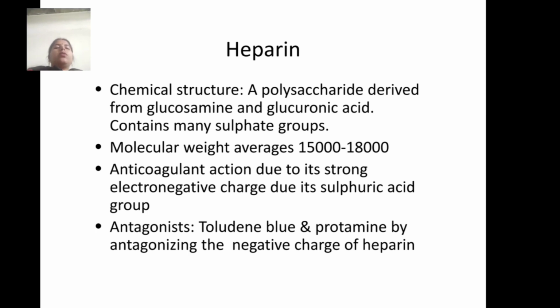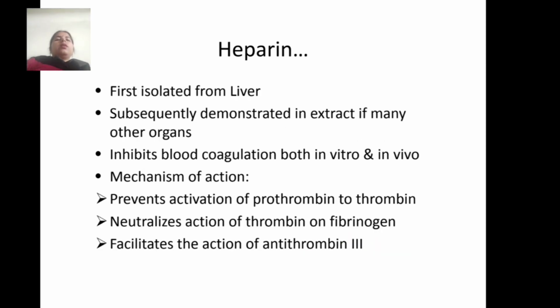Antagonists are toluidine blue and protamine, which act by antagonizing the negative charge of heparin. It was first isolated from the liver, and subsequently demonstrated in extracts of many other organs. It inhibits blood coagulation both in vitro and in vivo.